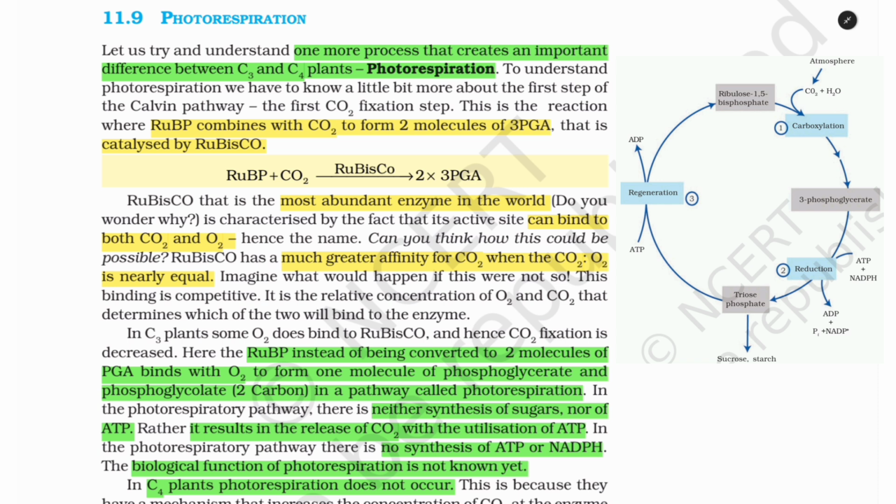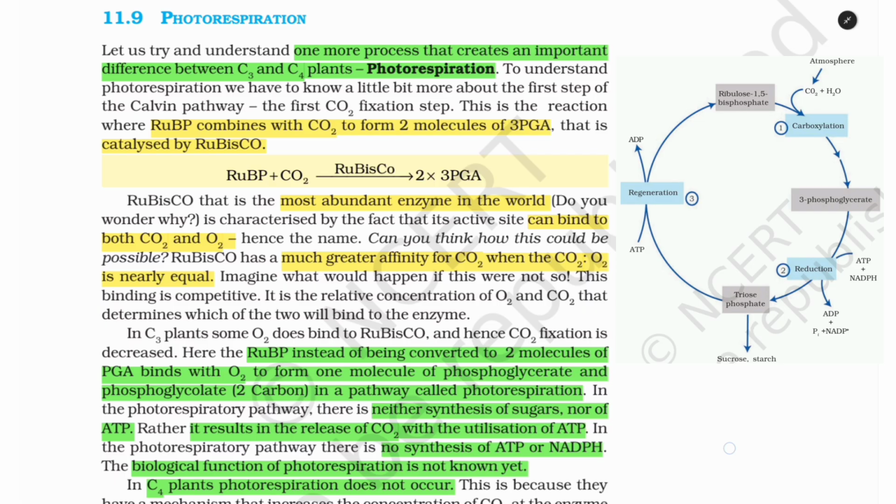Rubisco is characterized by the fact that its active site can bind to both CO2 and O2, hence the name. Can you think how this could be possible? Rubisco has a greater affinity for CO2 when the CO2 to O2 ratio is nearly equal. Imagine what would happen if this were not so. This binding is competitive. It is the relative concentration of O2 and CO2 that determines which of the two will bind to the enzyme. In C3 plants, some oxygen does bind to Rubisco and hence CO2 fixation is decreased.